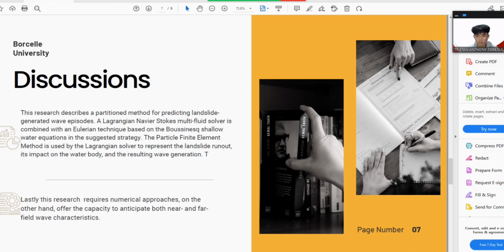Since we are talking about the Lagrangian-Navier-Stokes multi-fluid solver, this is combined with an Eulerian technique, a different technique based on the Boussinesq shallow water equation and suggested strategy. Now, this is the finite element method used by the Lagrangian solver to represent the landslide runout, its impact on the water body, and the resulting wave generation. Lastly, this numerical approach offers the capacity to anticipate both near and far field wave characteristics.